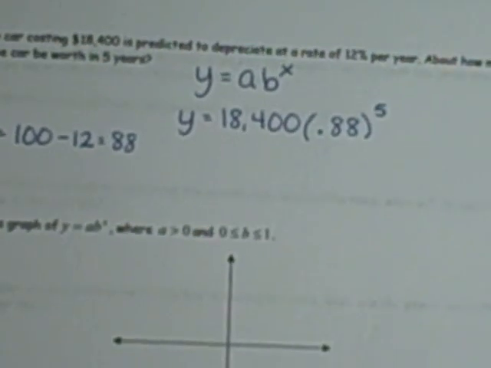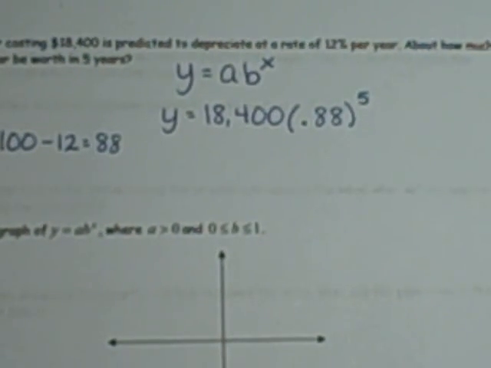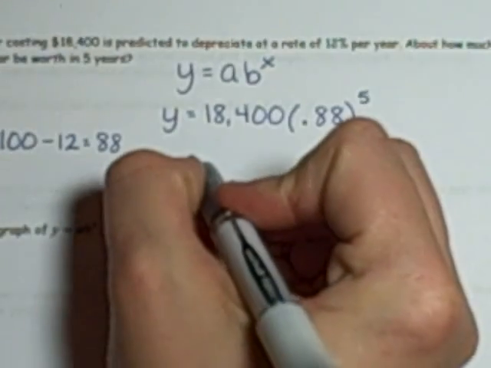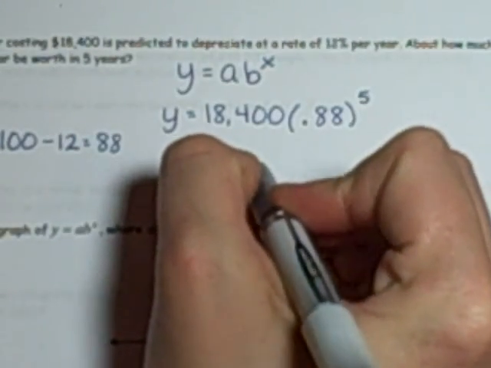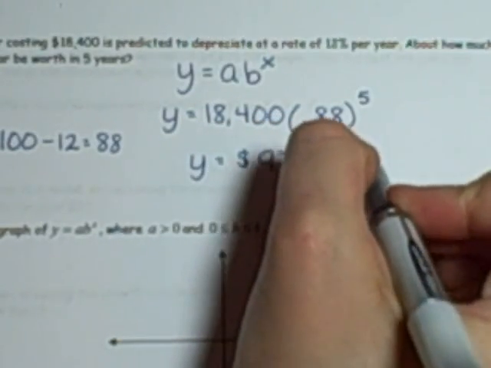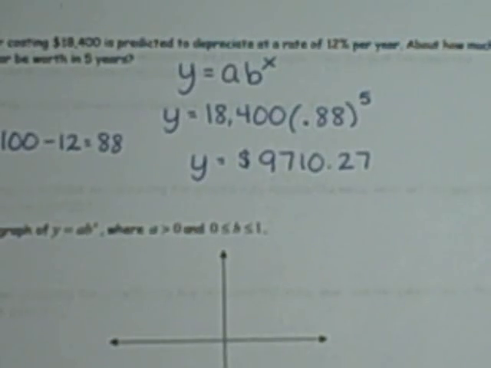So this is my setup, 18,400 times 0.88 to the power of 5, and then that can go straight into your calculator. Again, I recommend typing it in all in one shot so that you don't mess up order of operations. Make sure you're typing it with me to make sure you get the right answer. But I end up with $9,710.27. Remember, you're rounding to 2 decimal places. So my final value after 5 years is $9,710.27.